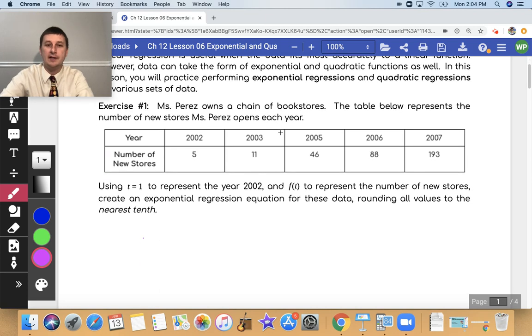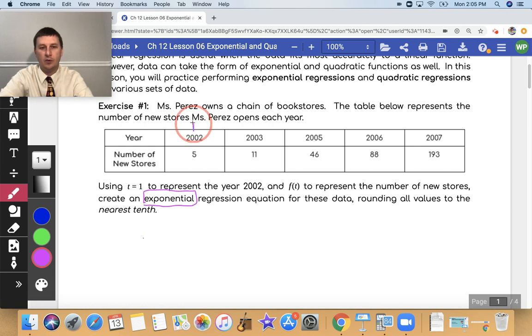So in exercise number 1, it says Miss Perez owns a chain of bookstores. The table below represents the number of new stores Miss Perez opens each year. So we have the year and then the number of new stores she has. Using t equals 1 to represent the year 2002 and f of t to represent the number of new stores, we're going to be creating an exponential regression equation for these data, rounding all values to the nearest tenth.